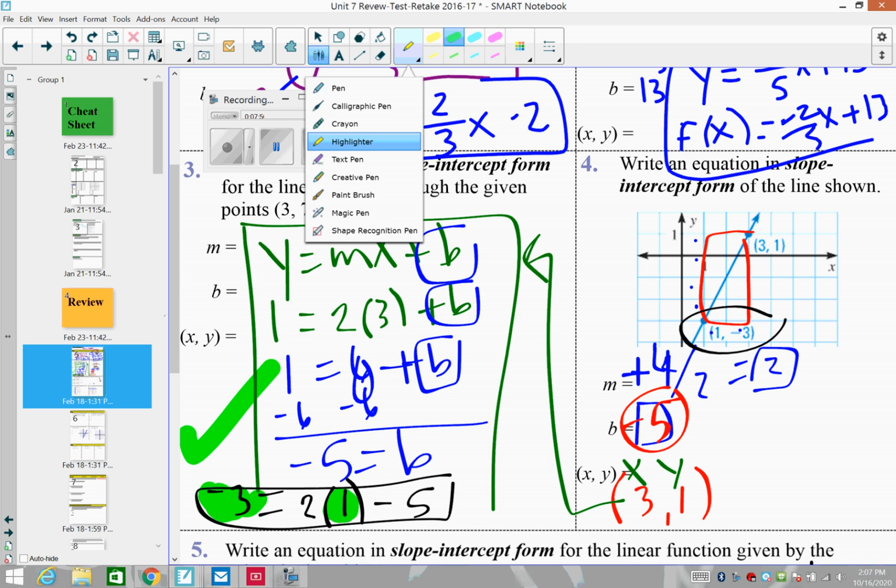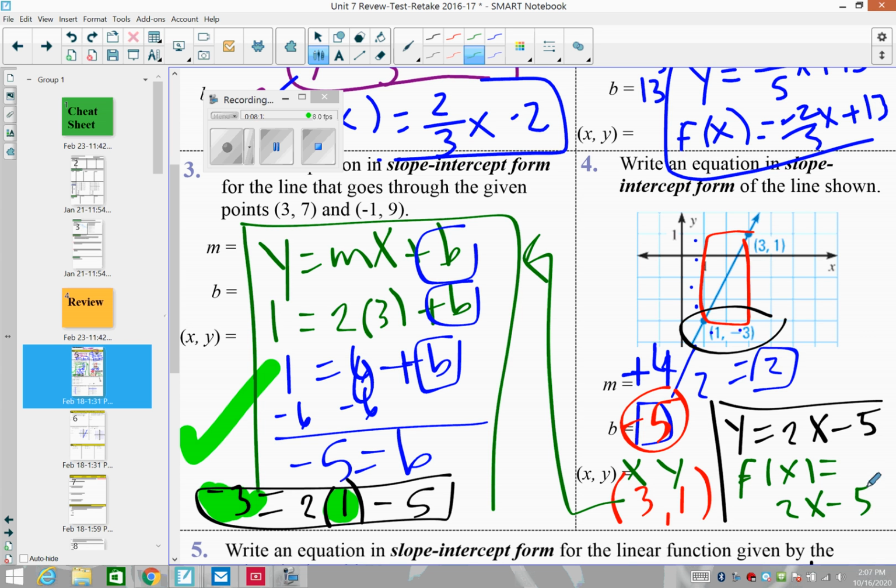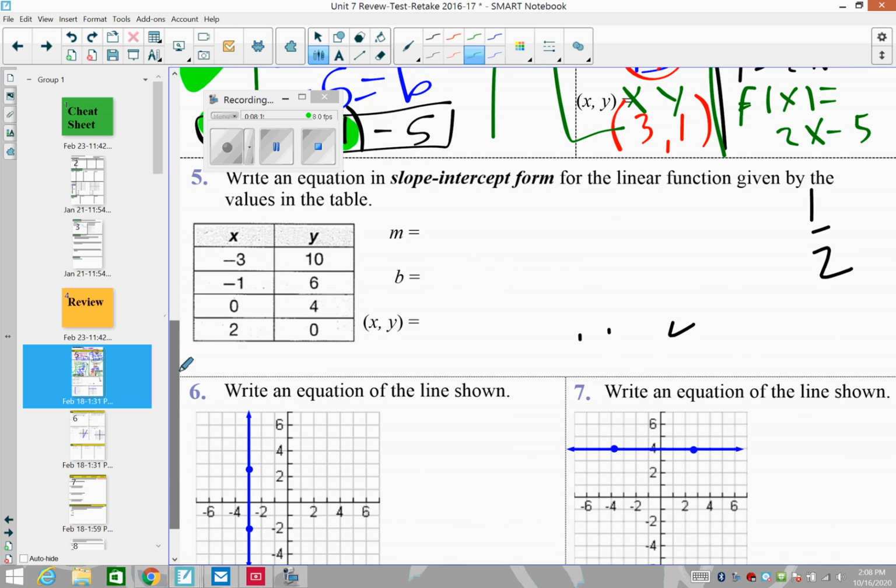So final answer is this. We are asked to write an equation. I'm sorry about my work here. The stylus covers too much room for my screen. Y equals mx plus b. In this case, it's minus. And if it were written in function notation, it's just f of x equals that same amount, 2x minus 5. So that's our final answer. We were asked to write in slope-intercept form for the scenario when we don't have the y-intercept.